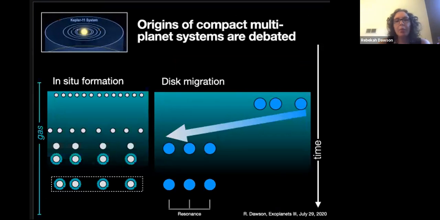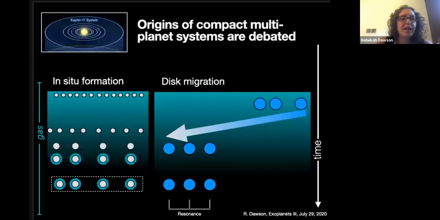As I walk you through these two classes of explanation, I'm going to do it with a cartoon. In this cartoon, we have planets forming in a young gas disk shown in green, and over time, which is going down the slide, that gas disk is going away. In the disk migration scenario, super-Earths or mini-Neptunes form further from the star, on the right side of the slide, and then migrate in while there's still a gas disk around. This is thought to often lock planets into an orbital resonance configuration.